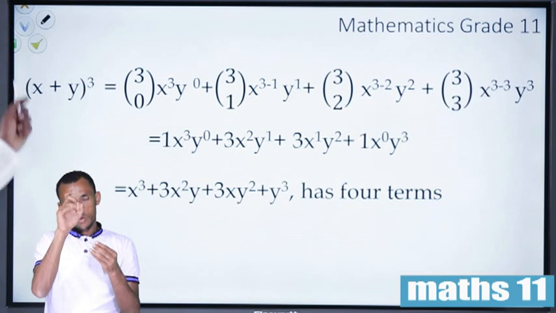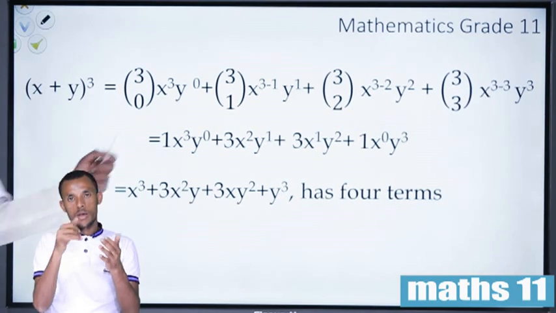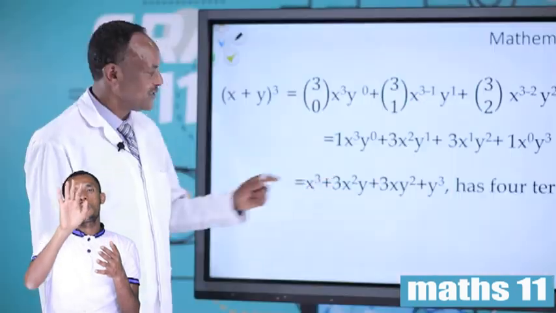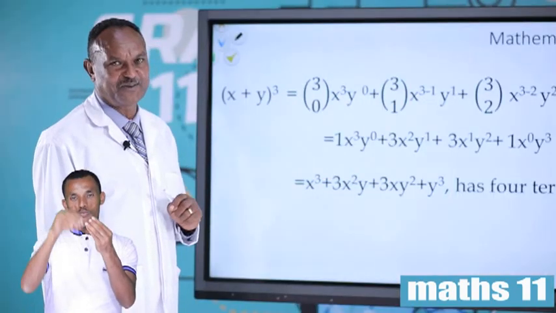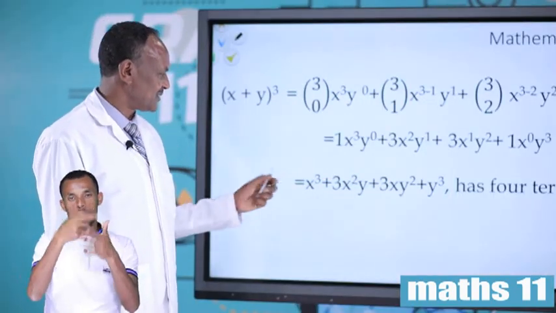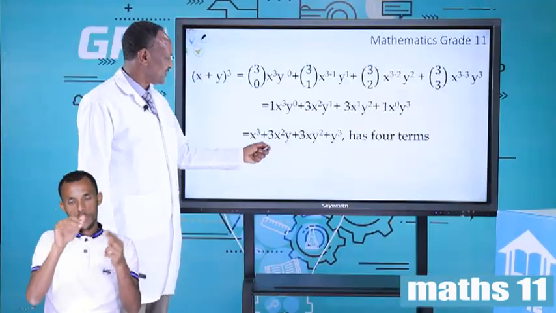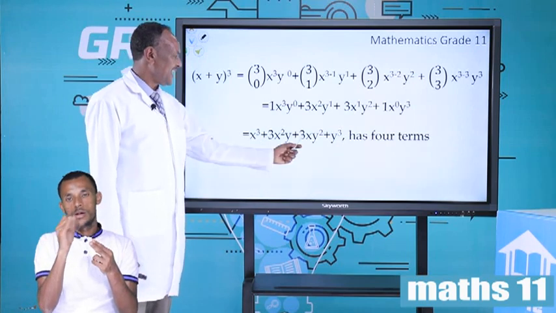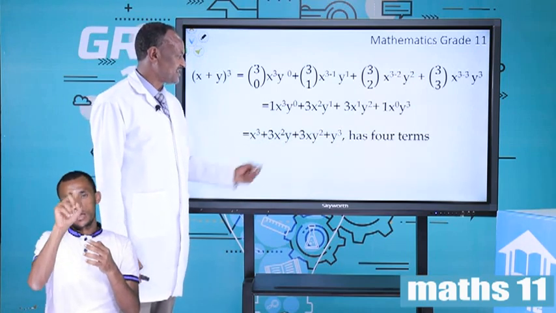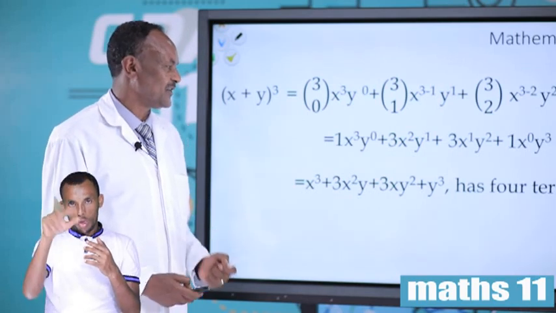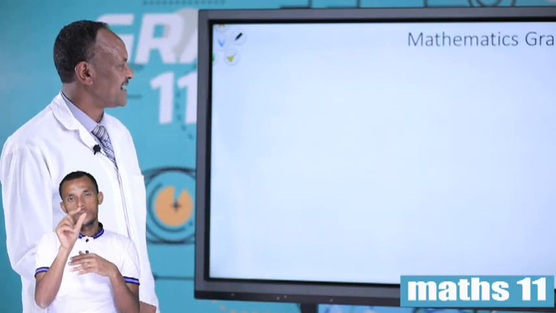So when x plus y cubed is expanded, we'll have 4 terms, which is 1 more than the exponent given. What are the terms? The x cubed term, the x squared times y term with coefficient 3, the xy squared term with coefficient 3 again, the y cubed term with a coefficient equal to 1 it comes.